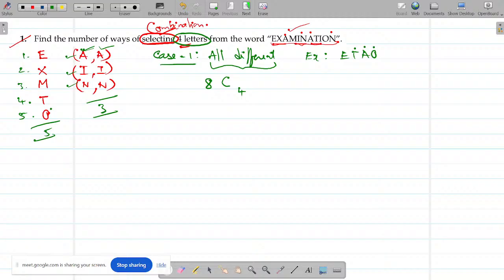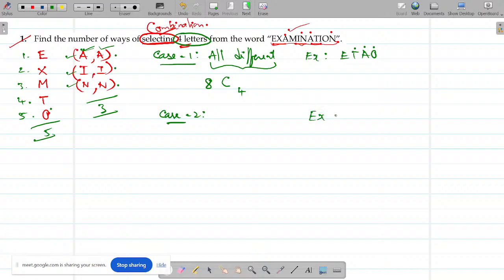Is it okay? How many are totally different alphabets here? E, X, M, T and O are not repeating. But A, I and N are repeating. But if I take A, I'm going to take only once. So it looks like all different. Okay. So this is 8C4. This is case 1. If I go for another case, case 2, see, this may not be the option always.